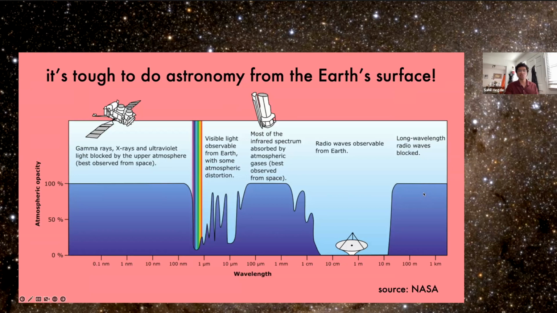However, it's also tough to do this from the Earth's surface because the Earth's atmosphere blocks a lot of light. It blocks these high energy light like gamma rays, X-rays, and UV rays, which would be harmful to us. We see visible light, but some radio waves might actually be observable from the Earth's surface.